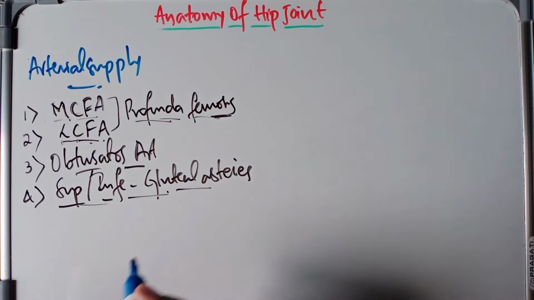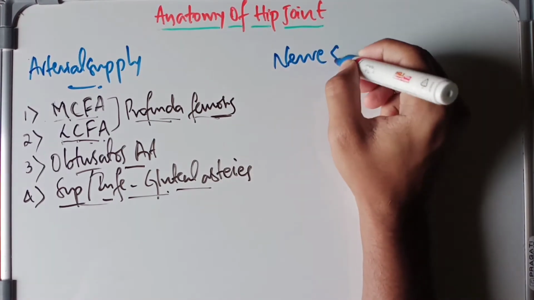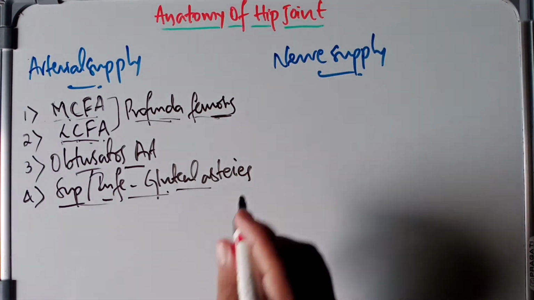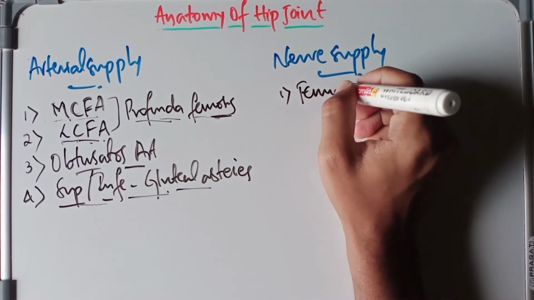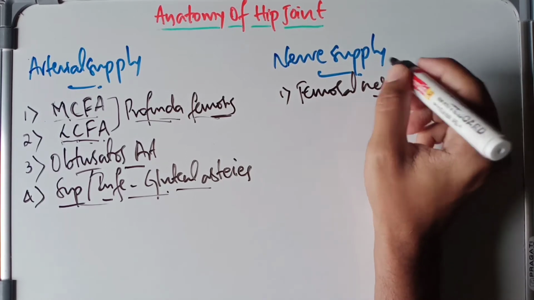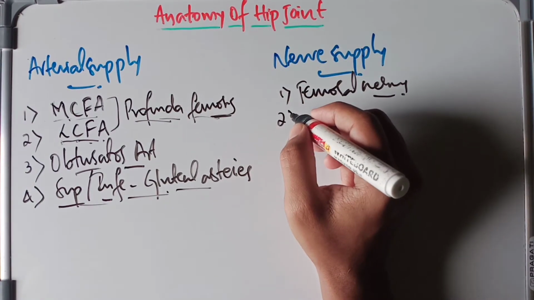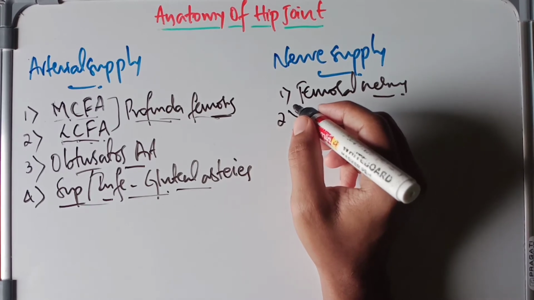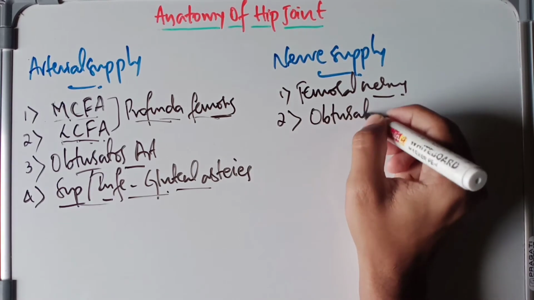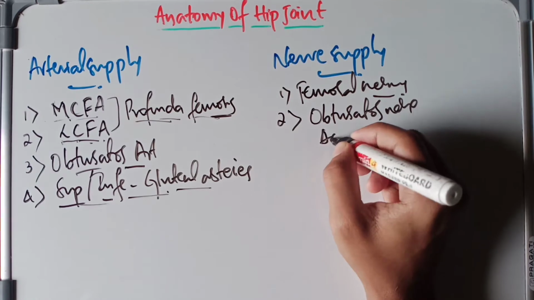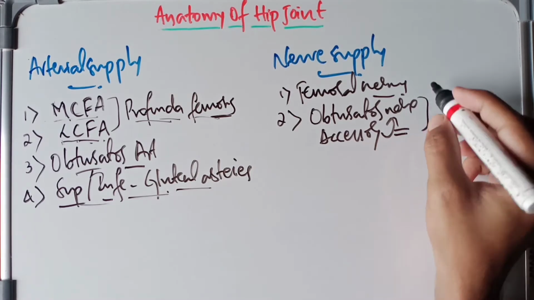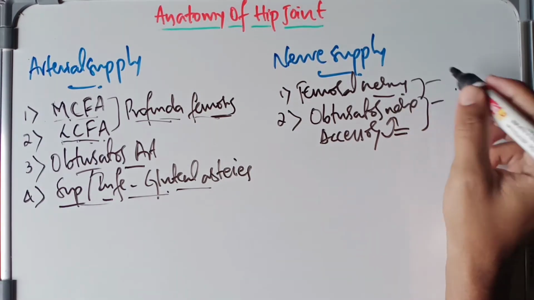Now moving on to the nerve supply. The hip joint is supplied by various nerves. What are the different nerves supplying it? Firstly, we have the femoral nerve, via the nerve to rectus femoris, which supplies the hip joint. Afterwards we have a branch from the anterior division of the obturator nerve, and a branch from the accessory obturator nerve if it is present, and a small branch from the femoral nerve. These all supply the hip joint.